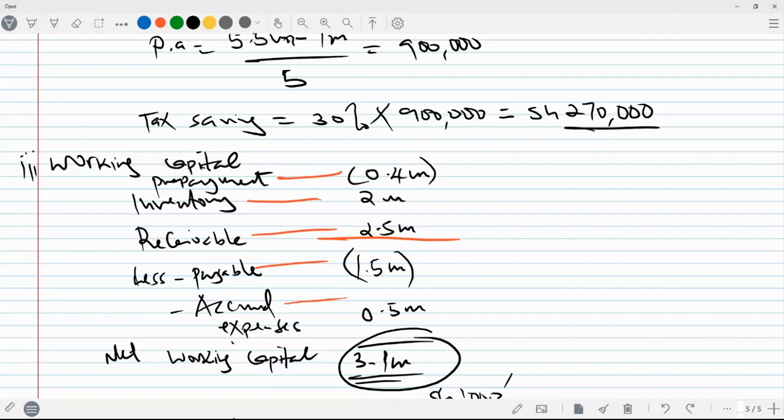We have inventory, 2 million, receivable, 2 million. Prepayment is decreasing, that's why you can see it's a negative. Payable is increasing, so it's a negative because you're deducting. Accrued expenses is decreasing, that's why you can see it is a positive here, because we are meant to subtract, but it is decreasing. So minus minus plus. Do you get it? It's simply current assets minus current liabilities.